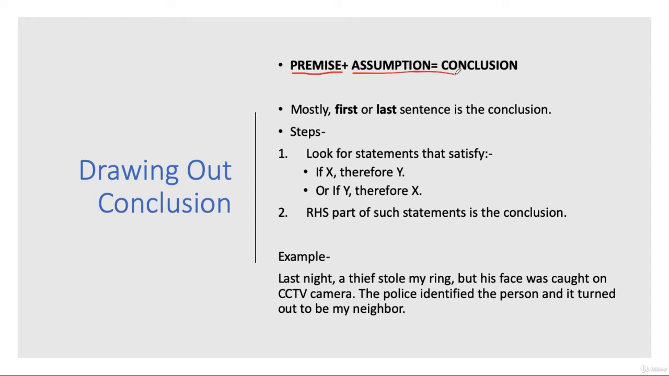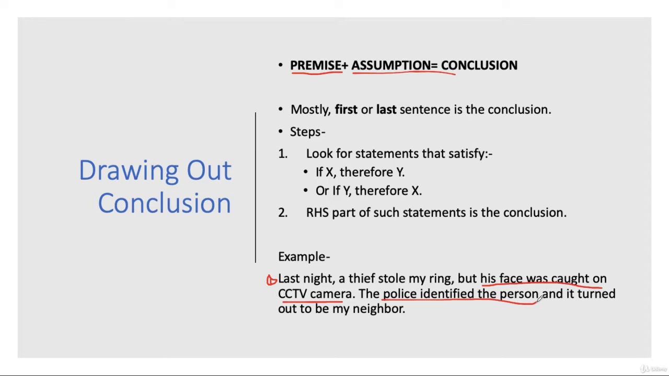Last night, a thief stole my ring, but his face was caught on CCTV camera. This first part is our premise. The second part is the conclusion. The police identified the person and it turned out to be my neighbor. The assumption here is not directly mentioned, but from the statement we can correctly find out the assumption that if someone's face gets caught on a CCTV camera, the police can identify the person.